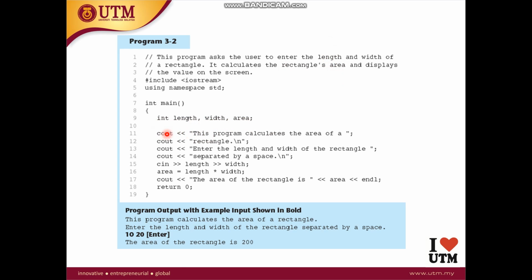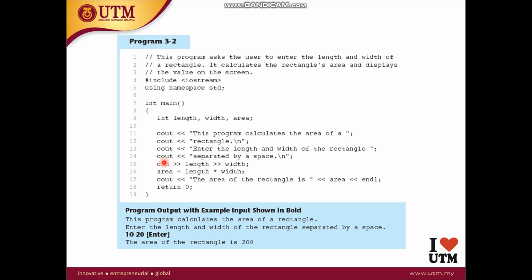So this is a prompt, okay? This program calculates the area of a rectangle \n. We are going to talk about it in the upcoming slides. So this is very important. Enter the length and width of the rectangle, cout, separated by space. Why did we do that? Because we are going to read both of them simultaneously. cin >> length >> width.